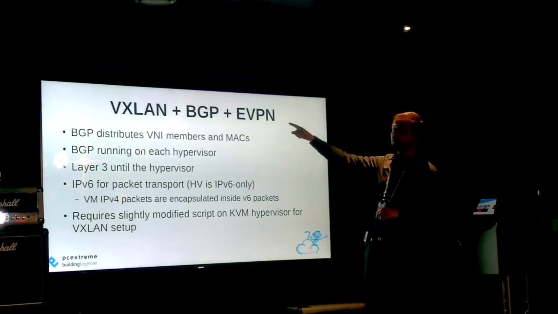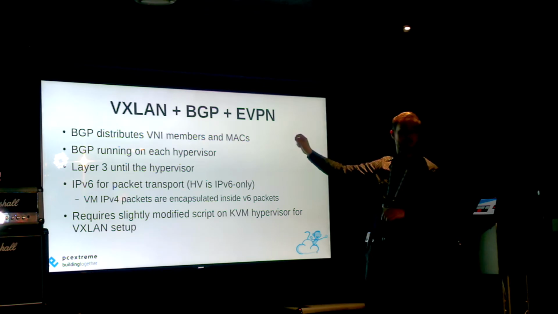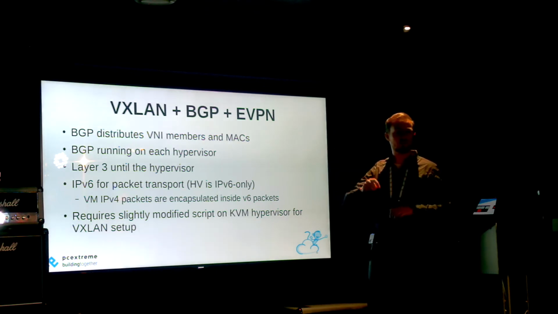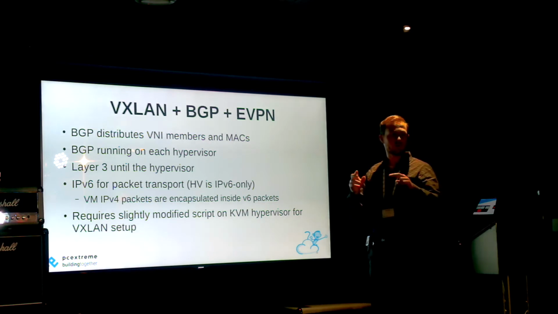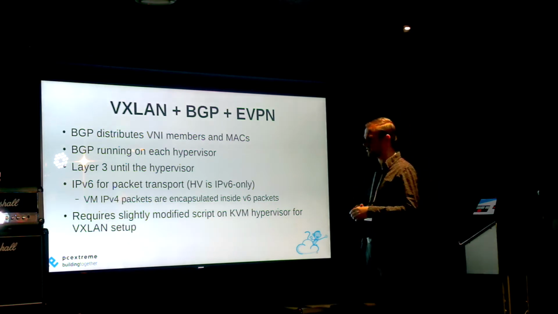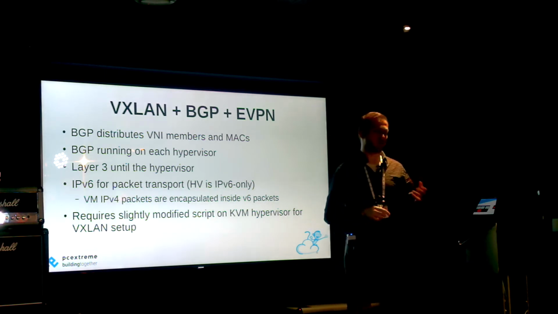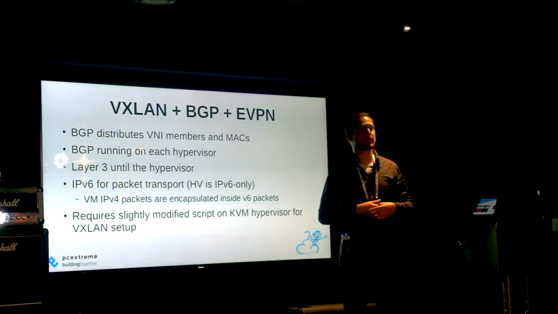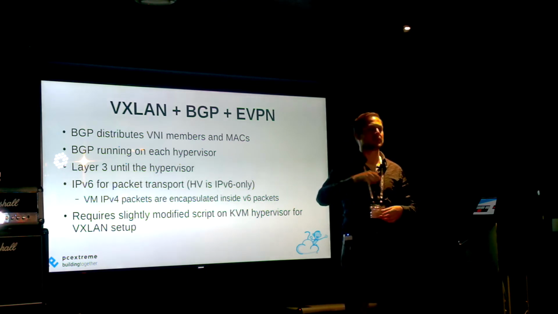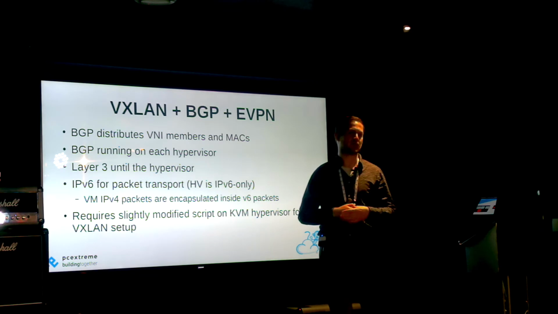To do BGP and EVPN, it requires a slight modification to this shell script, which I talked about when a virtual machine is started, the modifyvxlan.sh. The current VXLAN implementation uses multicast groups, which works, but for BGP EVPN, you just need to configure the VXLAN interfaces slightly different on the hypervisor.